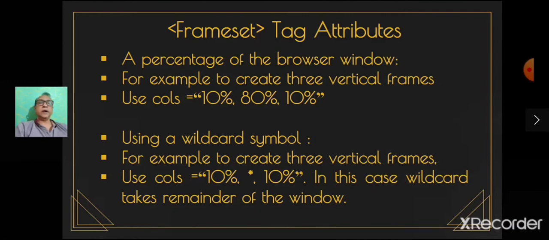The second one is a percentage of the browser window. For example, to create 3 vertical frames, use cols equal to, in the double quotes, written in percentage, 10%, 80%, 10%. Now the third one is using a wildcard symbol. For example, to create 3 vertical frames, use cols equal to, in the double quotes, 10%, star, 10%, and close the double quotes. In this case, the wildcard takes the remainder of the window.